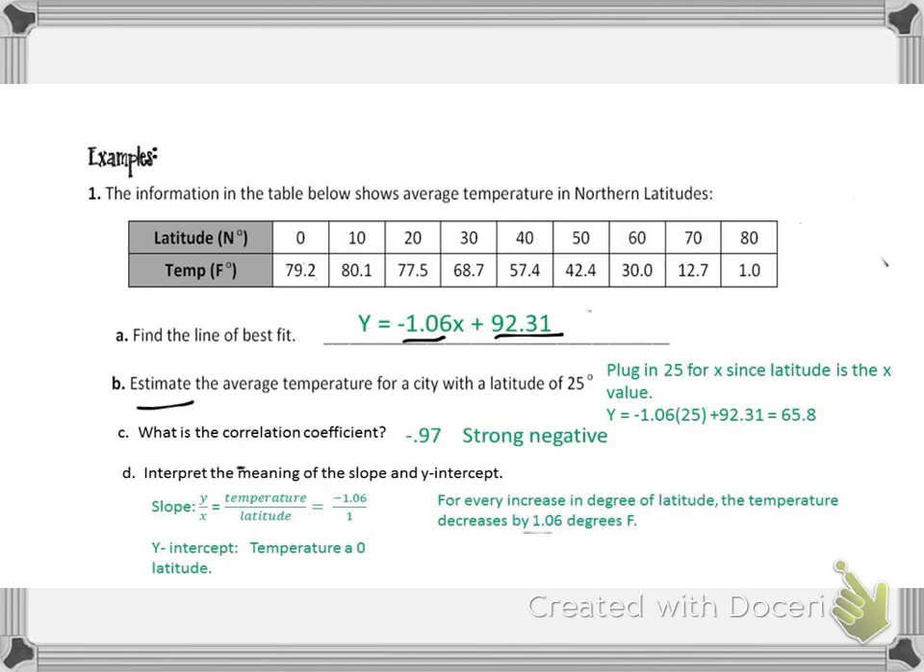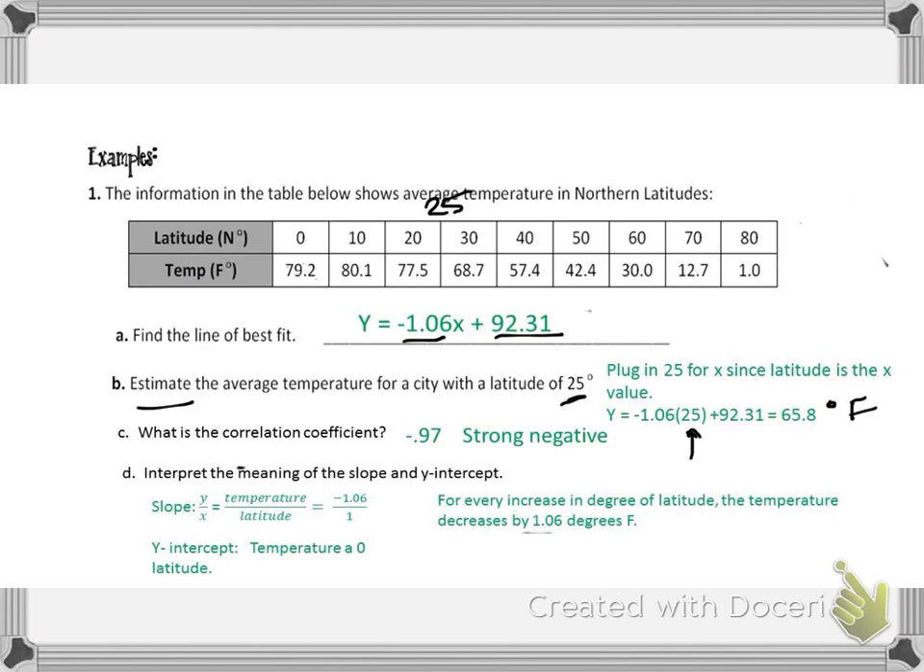Estimate the average temperature for this city at a latitude of 25. So 25 falls right in between 20 and 30, right? Since 25 is latitude and x is latitude, I'm going to plug in 25 for x right here. So negative 1.06 times 25 plus 92.31 is 65.8 degrees Fahrenheit. So at latitude 25, the estimated temperature is 65.8 degrees.